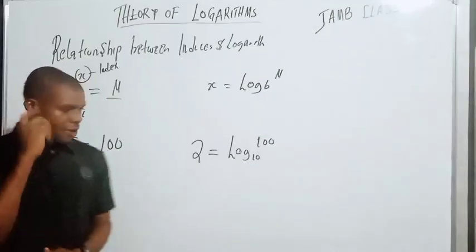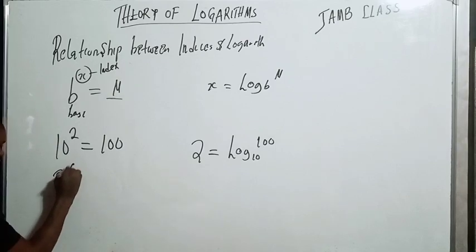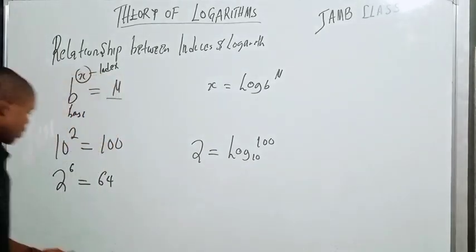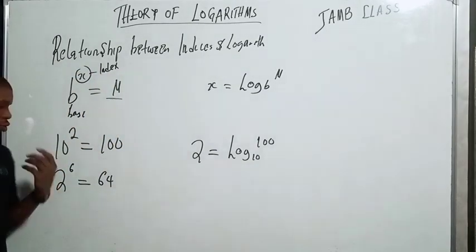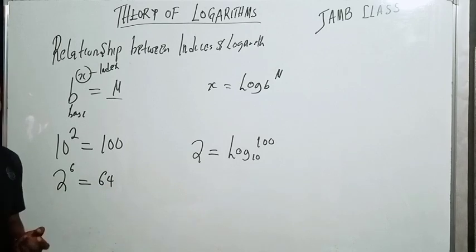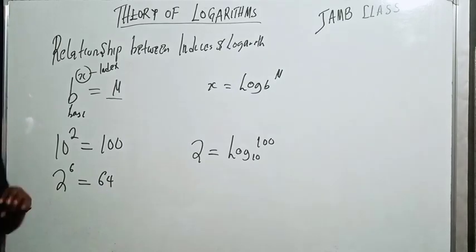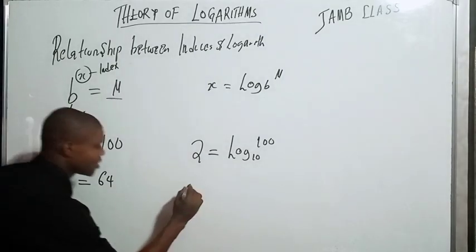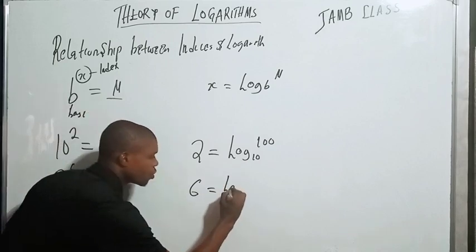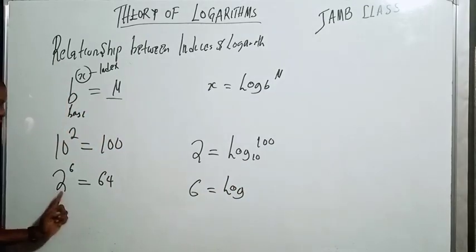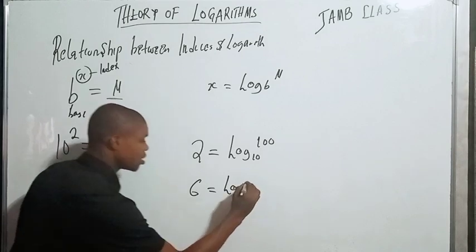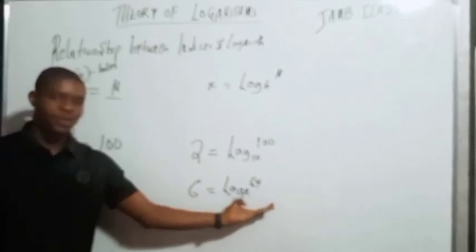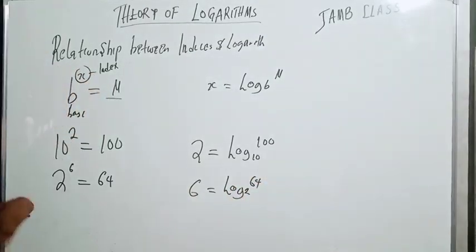So this one is the indices format, this one is the logarithm format. If for example you have 2 raised to 6 equals 64. Remember, 2 times 2 times 2 to 6 places gives you 64. This is the indices format. Now, how do you write it in logarithm format? It's very easy. It's going to be 6 equals log, with base 2, of 64. Do you understand? This is the logarithm format, and this was the indices format.